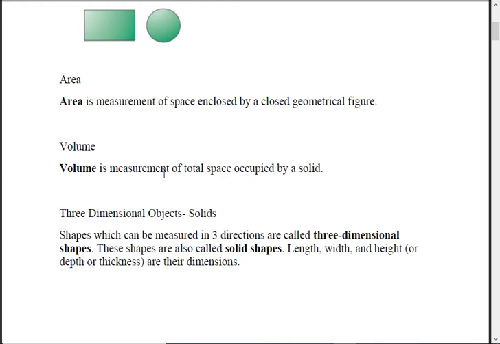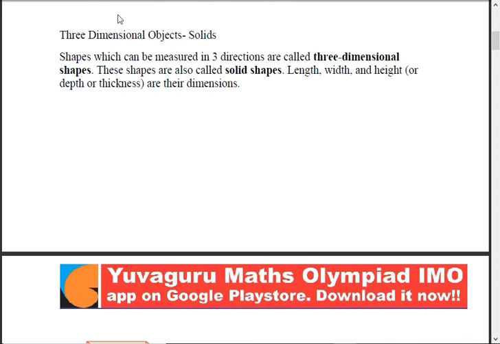Volume, it's a measurement of total space occupied by that solid. So occupied by that solid, so it is not possible for two-dimensional figures because they don't have a thickness. Volume is possible only for three-dimensional figures. So what are three-dimensional figures? Three-dimensional solid objects can be measured in three directions. Now, that's why they are called as three-dimensional.